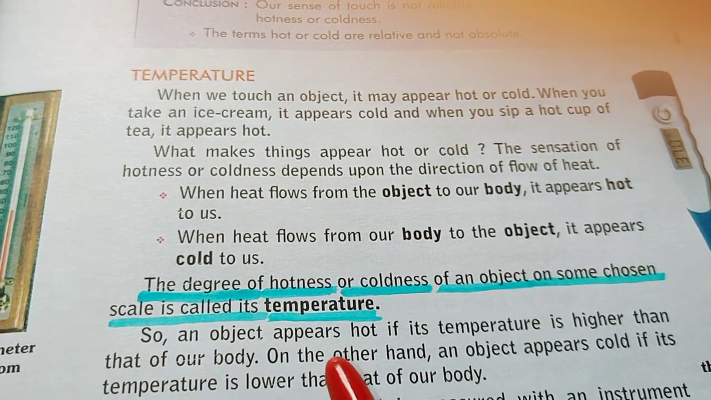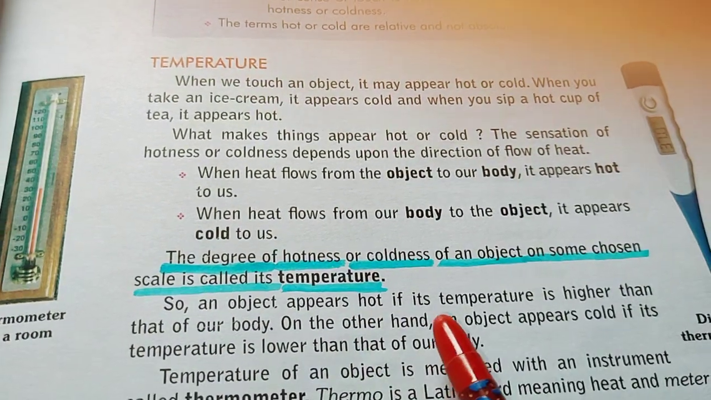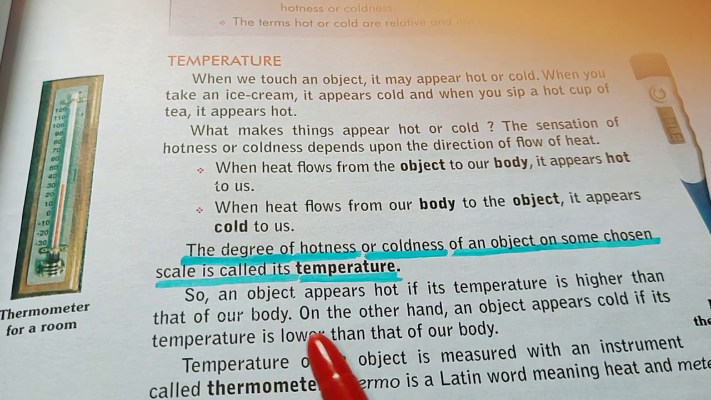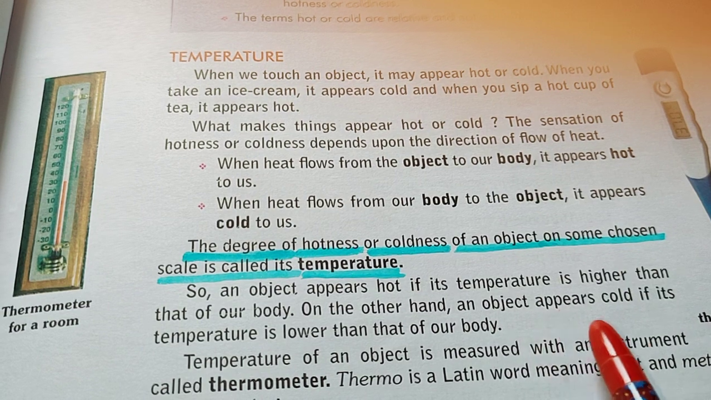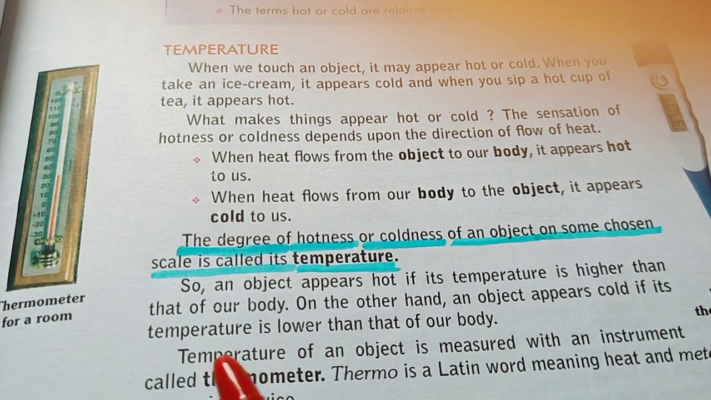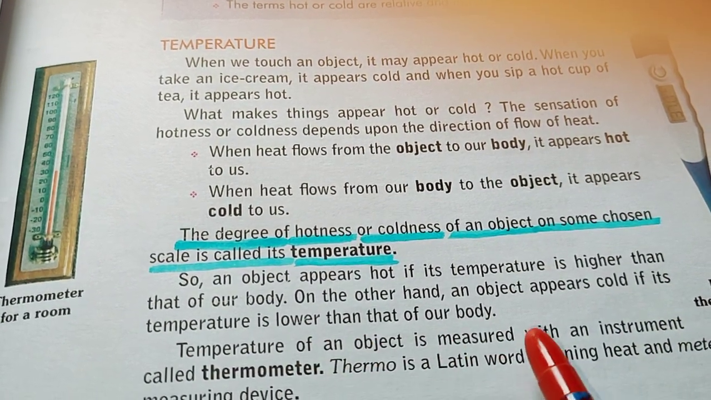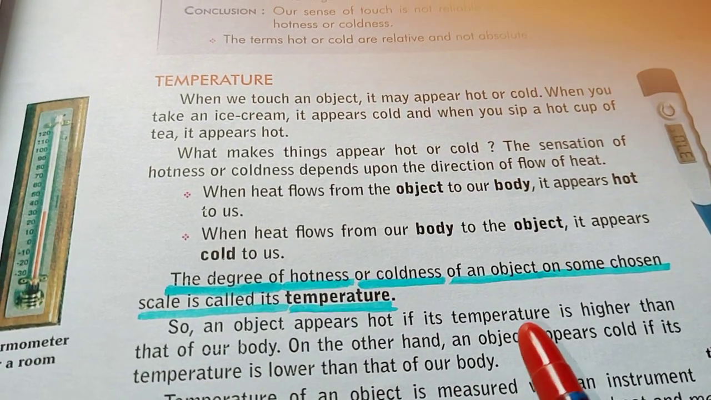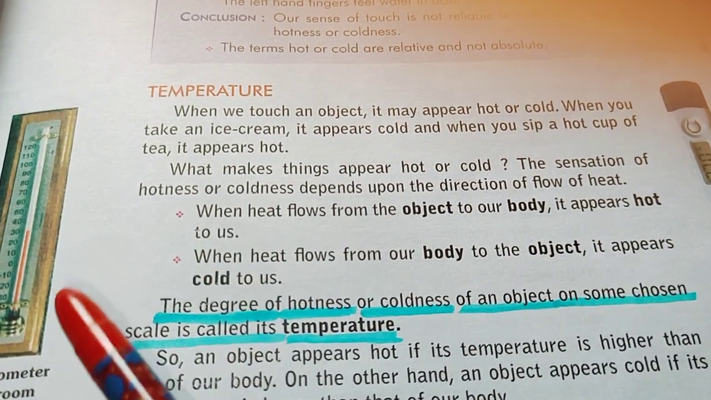So an object appears hot if its temperature is higher than that of our body. On the other hand, an object appears cold if its temperature is lower than that of our body. So, what actually is meant by temperature?